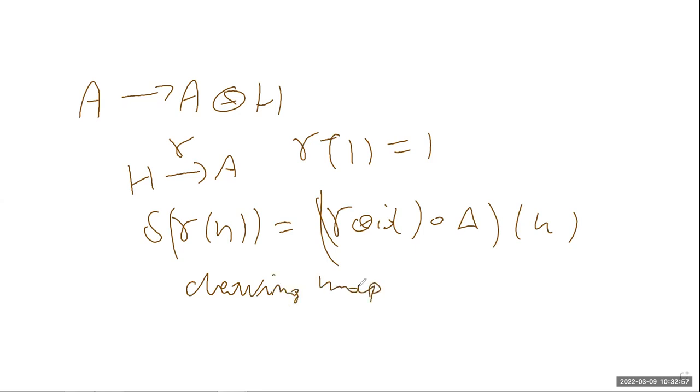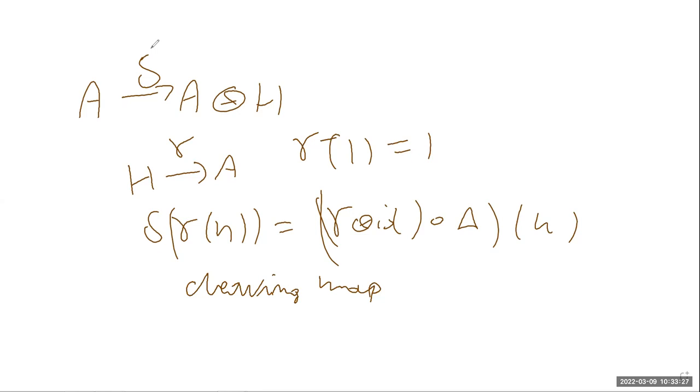And then you can conclude that this coaction, let me call it delta, is cleft. I forgot to write it here. The way this cocycle is constructed is actually very simple. The cocycle measures the failure of gamma being an algebra map.